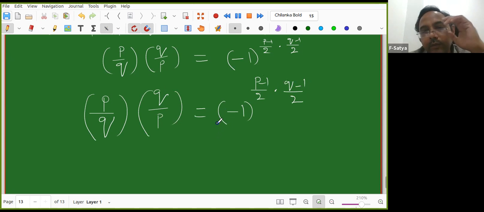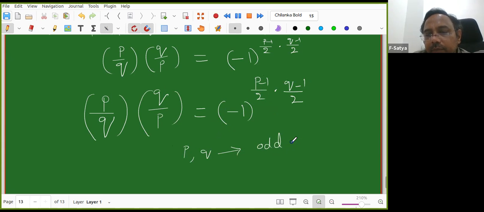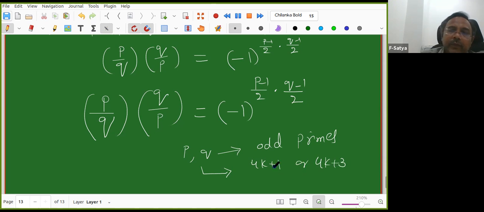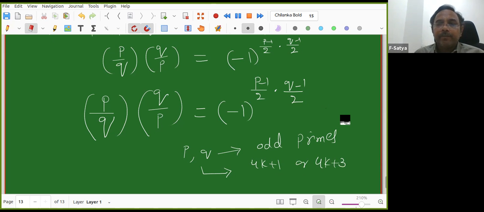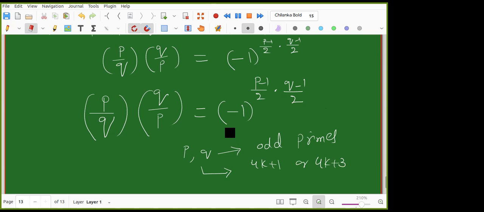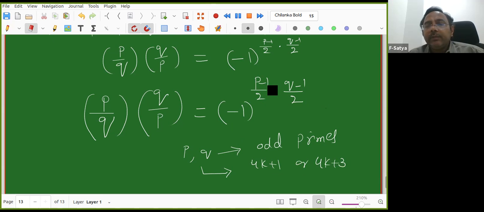So somebody tell me, when P and Q are odd primes, odd primes are in which form? Either 4k plus 1 or 4k plus 3. Can you tell me when it becomes -1? When both of them are of the form 4k plus 3. Yeah, both of them are of the form 4k plus 3.